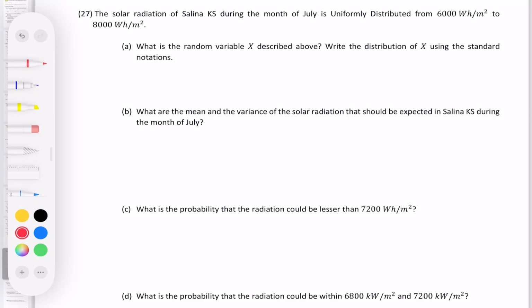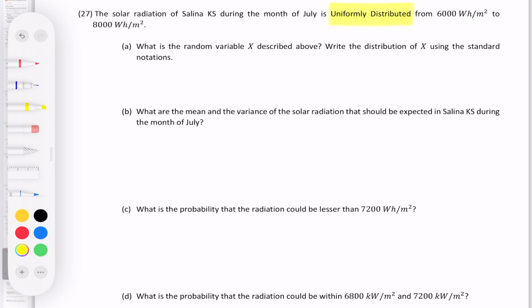In this video, I'm going to discuss the solution of problem 27 of your homework number 2. The solar radiation of Salina, Kansas during the month of July is uniformly distributed from 6,000 watt hours per square meter to 8,000 watt hours per square meter. Once again, please note that the distribution is given to us for this question as well. It is a uniform distribution.